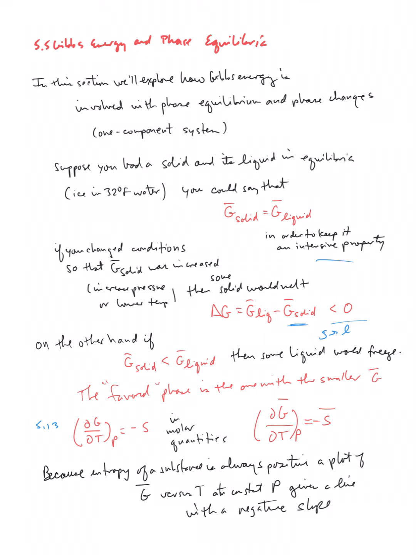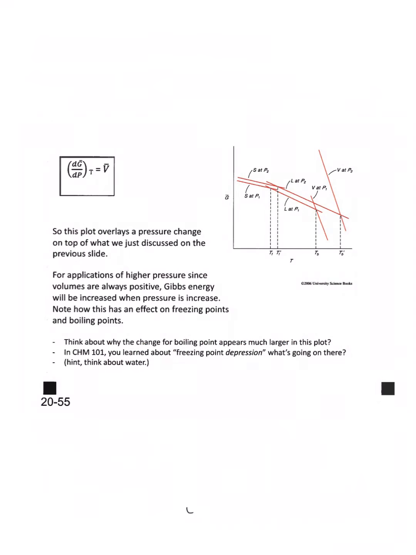On the other hand, if the liquid had a greater Gibbs energy, you could make the solid a lower Gibbs energy, now that would be the reverse, right? You'd be decreasing pressure, increasing temperature, then some of the liquid would freeze. The favored phase is the one with the smaller molar Gibbs energy. So in molar quantities, we have this partial derivative is equal to this term. Because entropy of a substance is always positive, if you plot the change in G with respect to T in a fixed way or a finite way, then you're going to get a line with a negative slope.